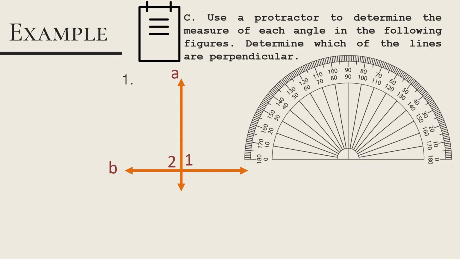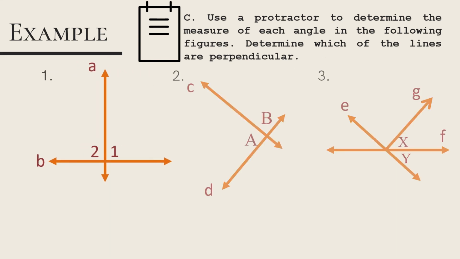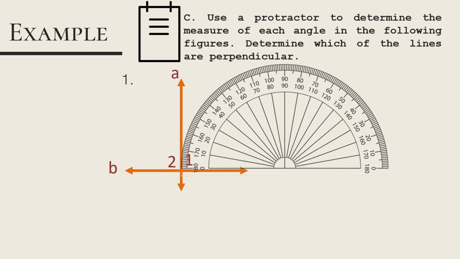Now, using a protractor, let us first measure each angle. Let us first measure angle 1. I hope that you know how to use a protractor to measure an angle. We also have a video lesson on how to properly use a protractor to measure an angle. Now, how do we measure an angle using a protractor? First, place the midpoint of the protractor on the vertex of the angle.